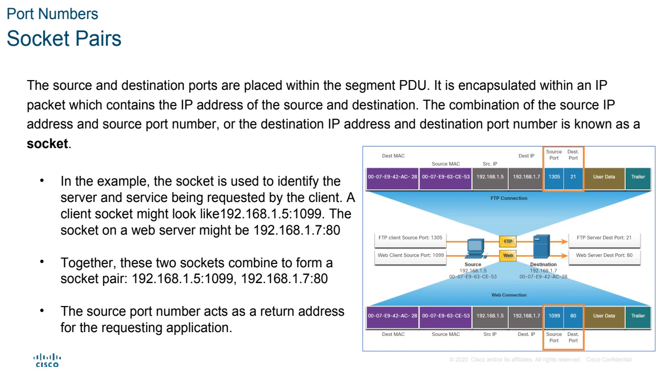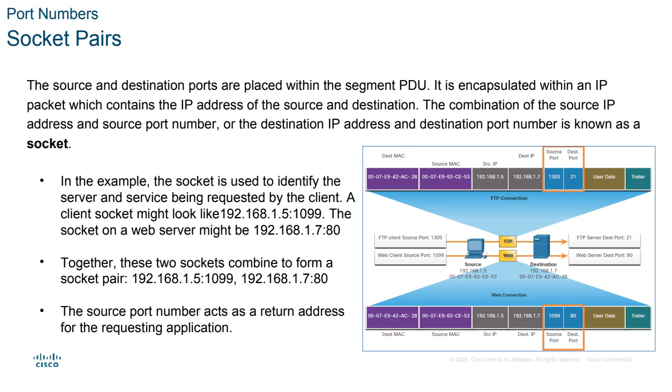Okay. What is socket? Socket pairs. Socket pair is the combination of the source IP address and source port number, or the destination IP address and destination port number. Okay, so here let's look at this example. This socket pair is used to identify the server and service being requested by the client. A client socket might look like this, but the socket on the web server looks like this, .100.